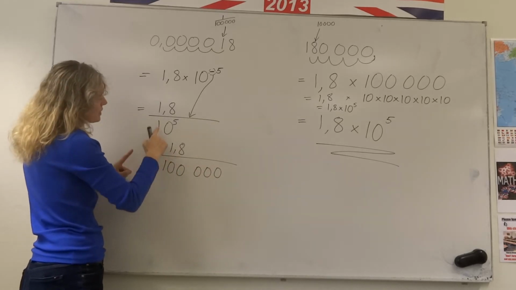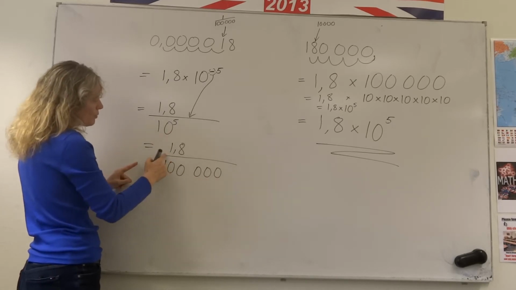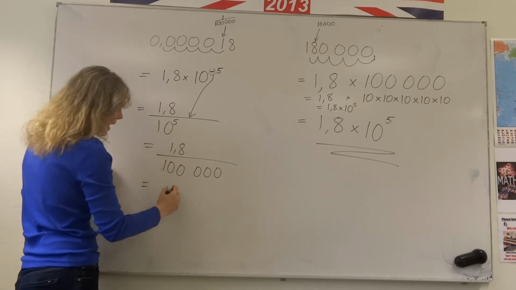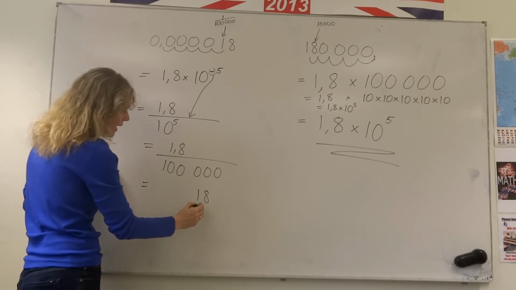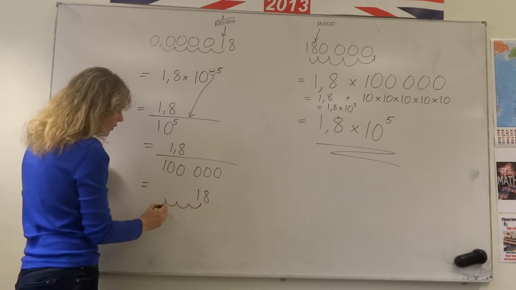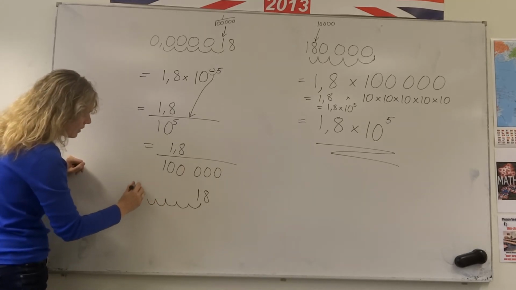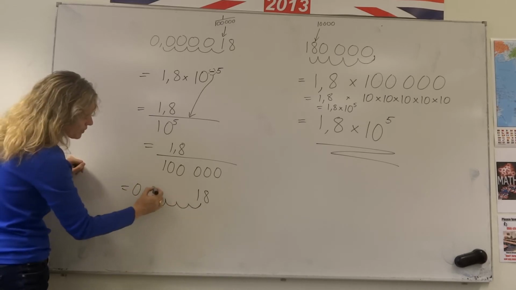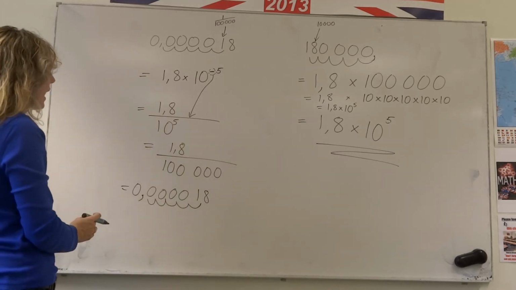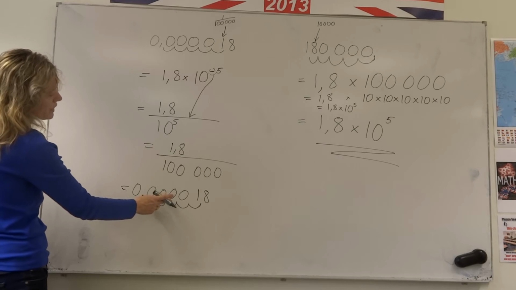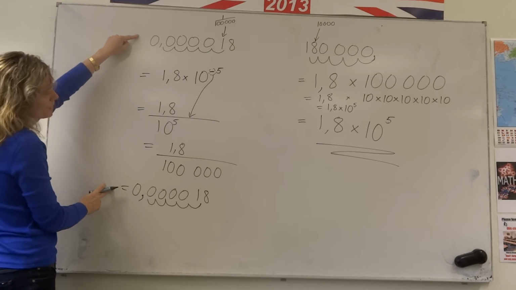So this is saying that this number is 1.8 divided by 100,000. Here we have 5 zeros, so we'd move the decimal point 5 places back. So if we had 1.8 here, we'd have to move the decimal point 5 places back. 1, 2, 3, 4, 5. Our decimal point would now be here. And wherever there are these gaps, we fill in the zeros. So we would get 0.000018 if we divided 1.8 by 100,000. We'd get back to our starting number.